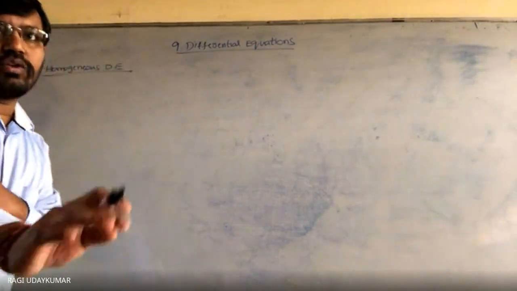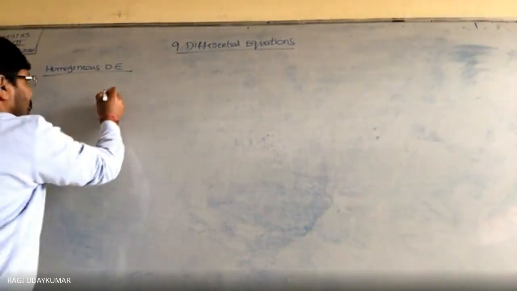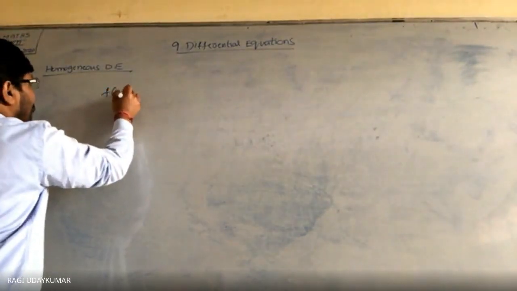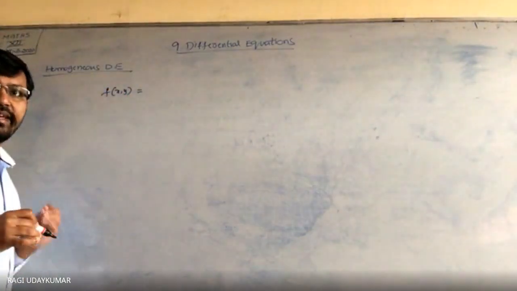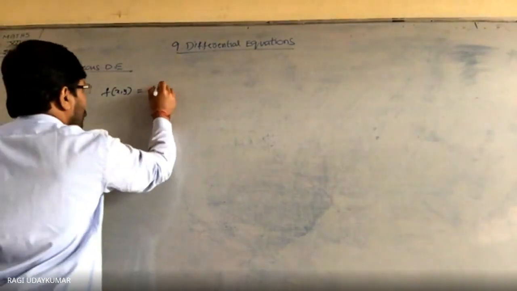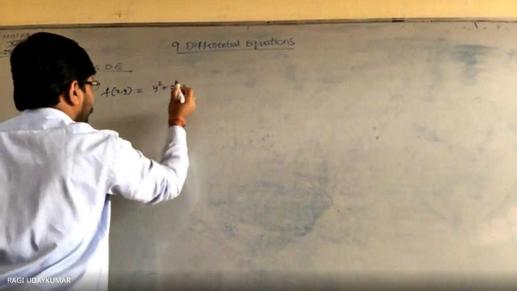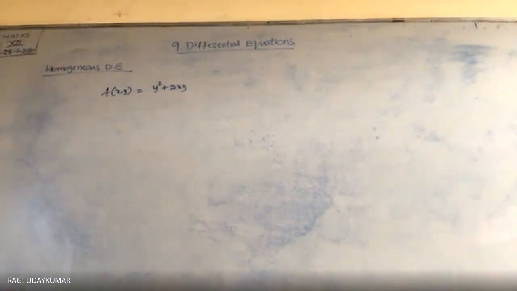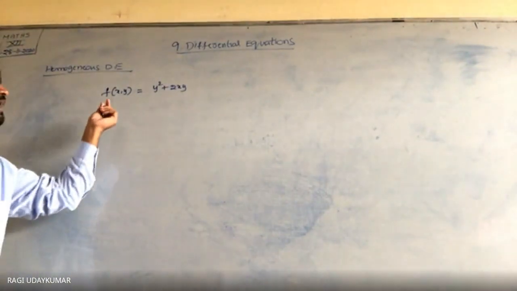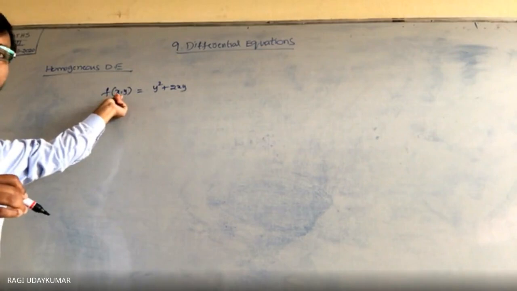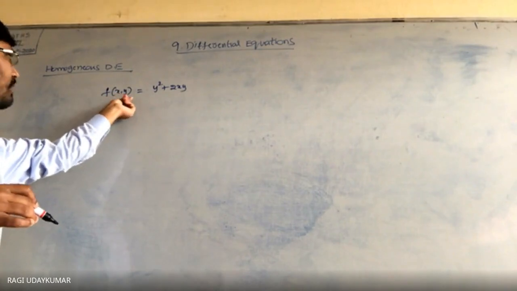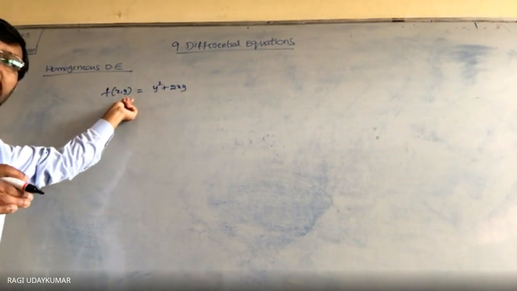Suppose you are taking into consideration, let us take an example. One function I am taking in terms of x and y. f of x comma y is equal to y square plus 2xy. Okay. So if you replace x by lambda x, or any constant times x, and y by lambda y, or any constant times y.